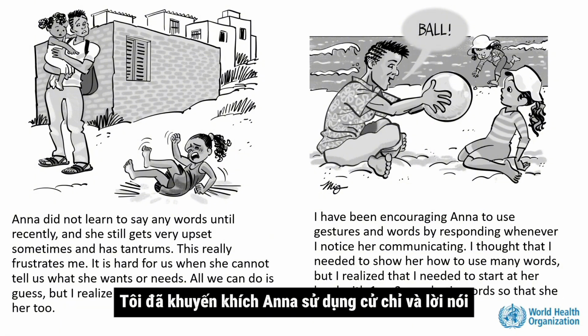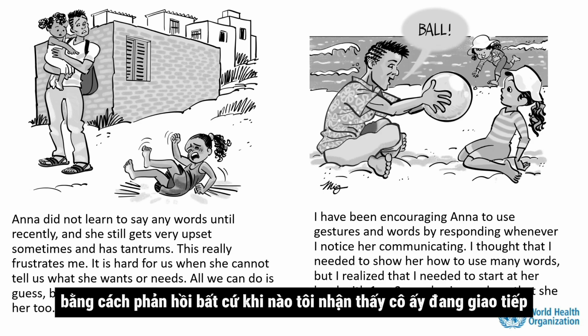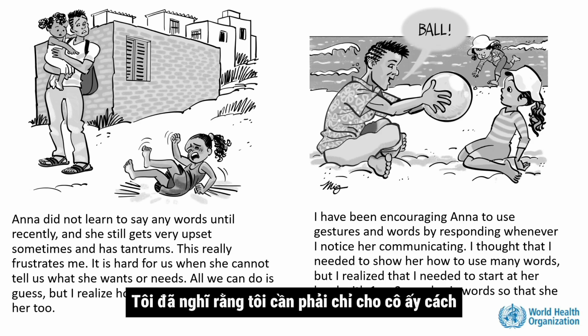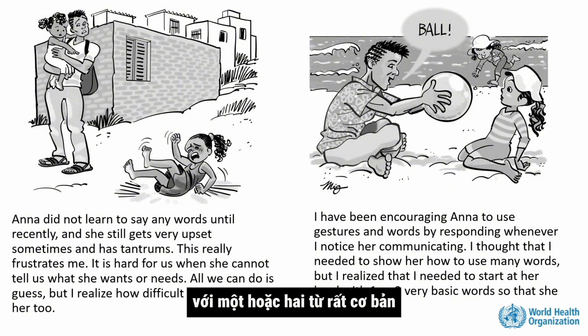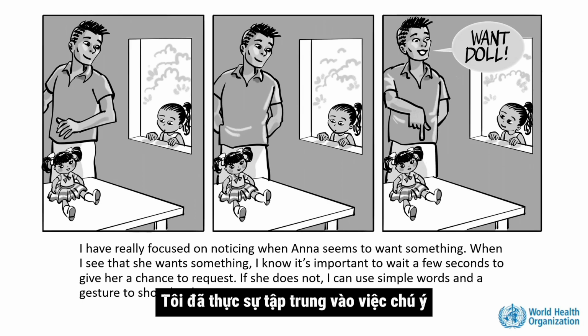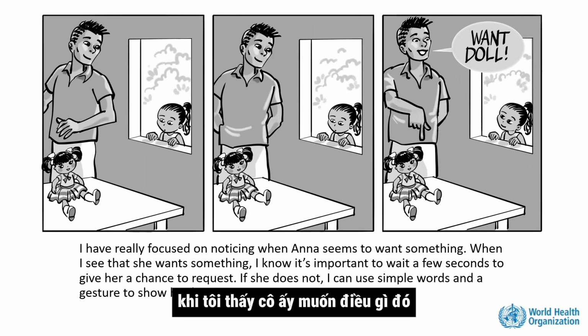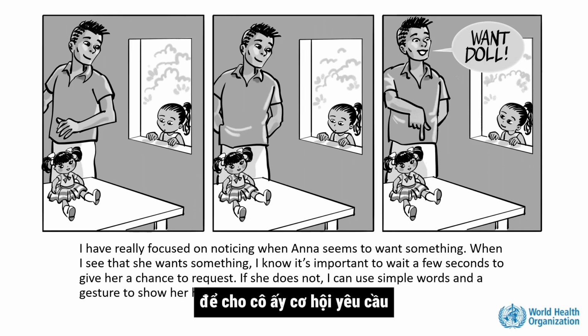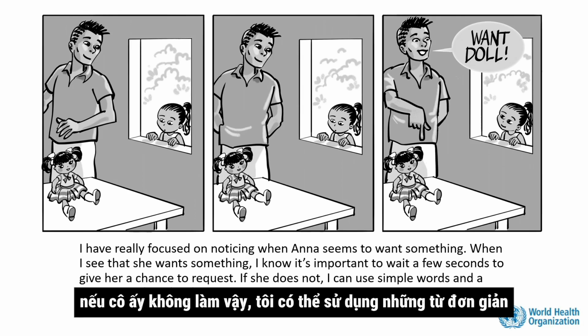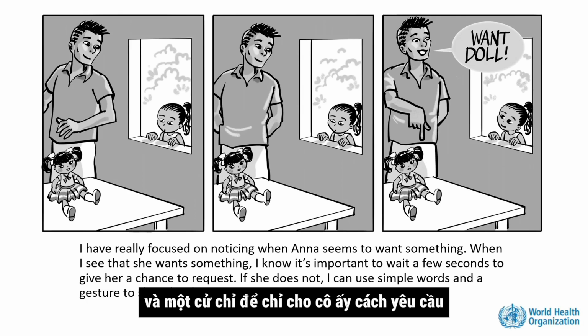I have been encouraging Anna to use gestures and words by responding whenever I notice her communicating. I thought that I needed to show her how to use many words, but I realized that I needed to start at her level with 1 or 2 very basic words so that she could learn. I have really focused on noticing when Anna seems to want something. When I see that she wants something, I know it's important to wait a few seconds to give her a chance to request. If she does not, I can use simple words and a gesture to show her how to request.